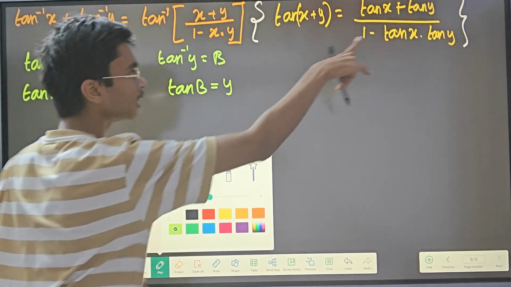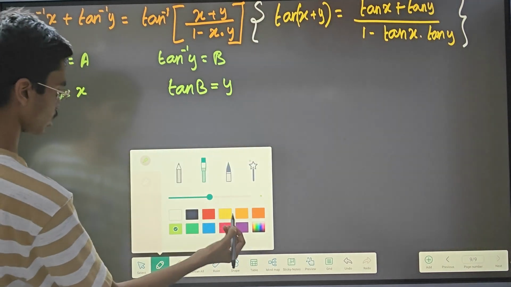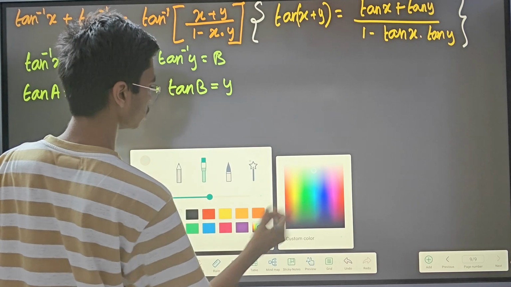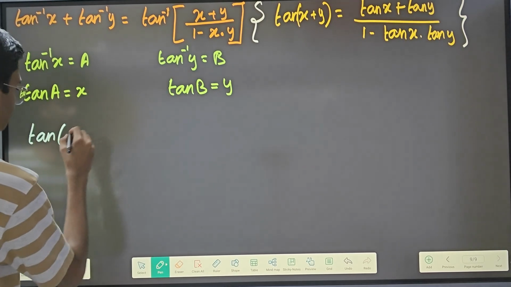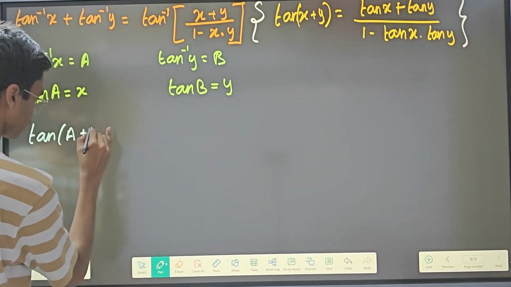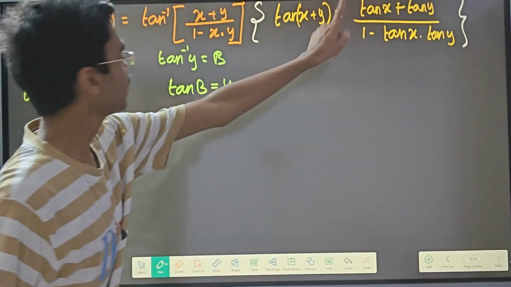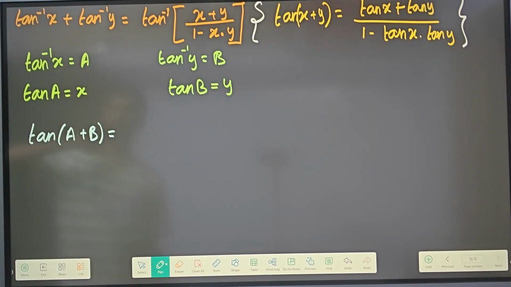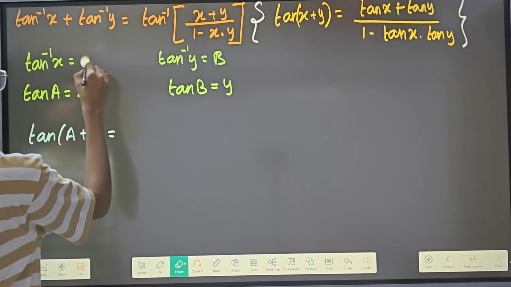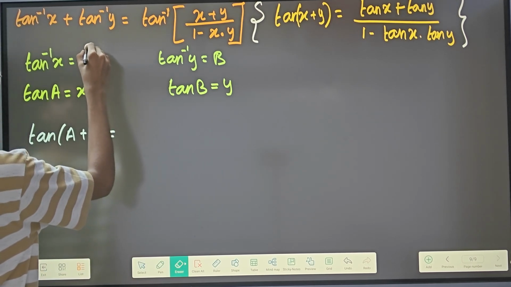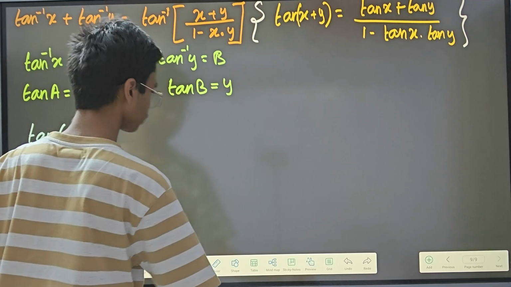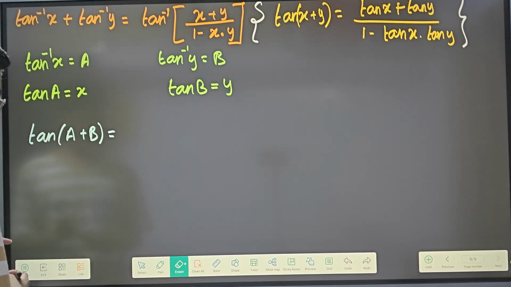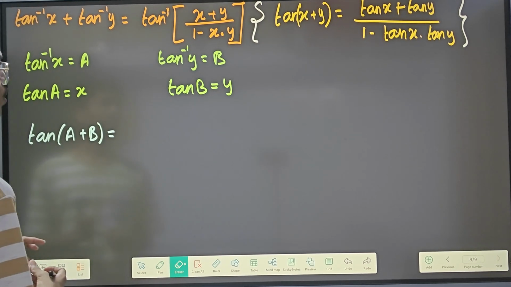Okay, so this is what their formula is now. So tan of A plus B is equal to tan x. Sorry, I think I've considered them wrongly. So you have to keep tan A is equal to x, tan B.